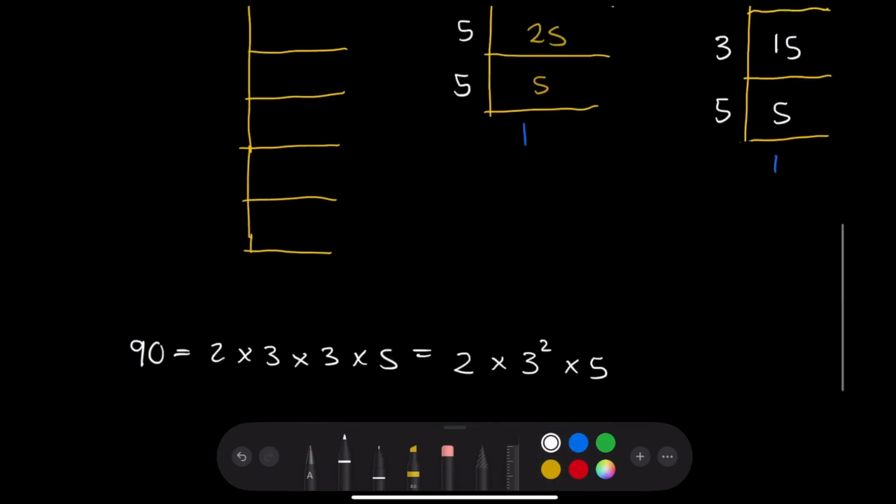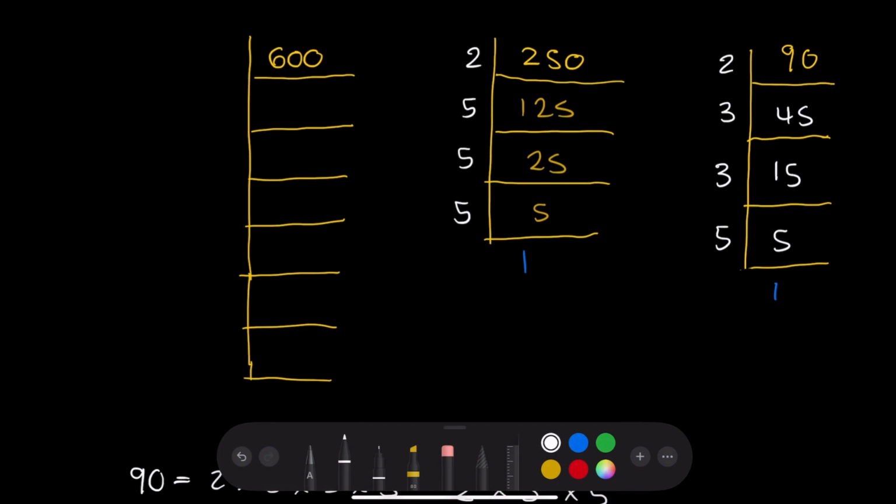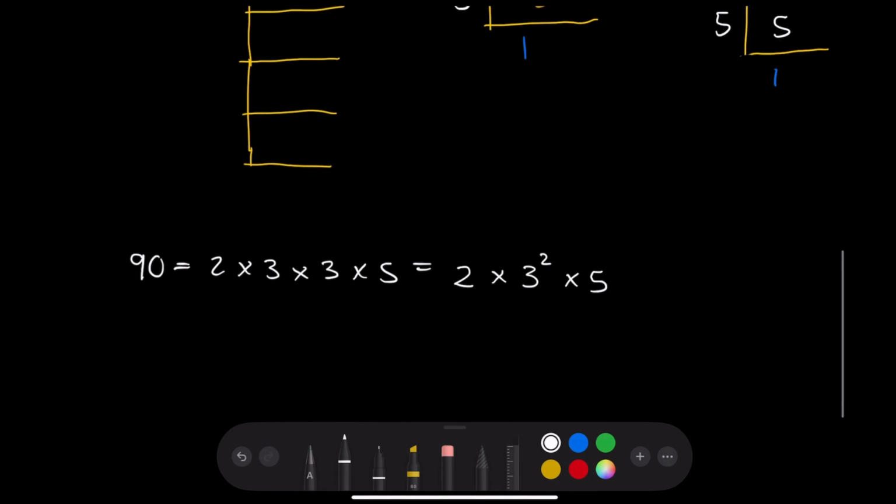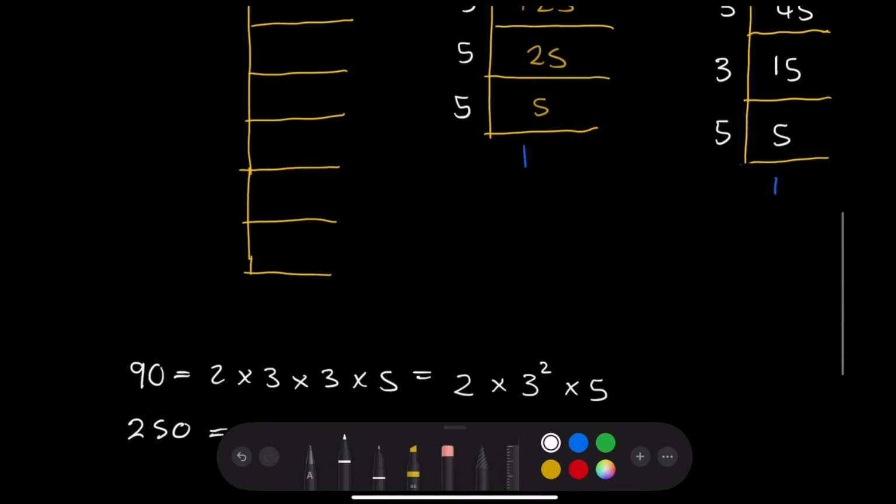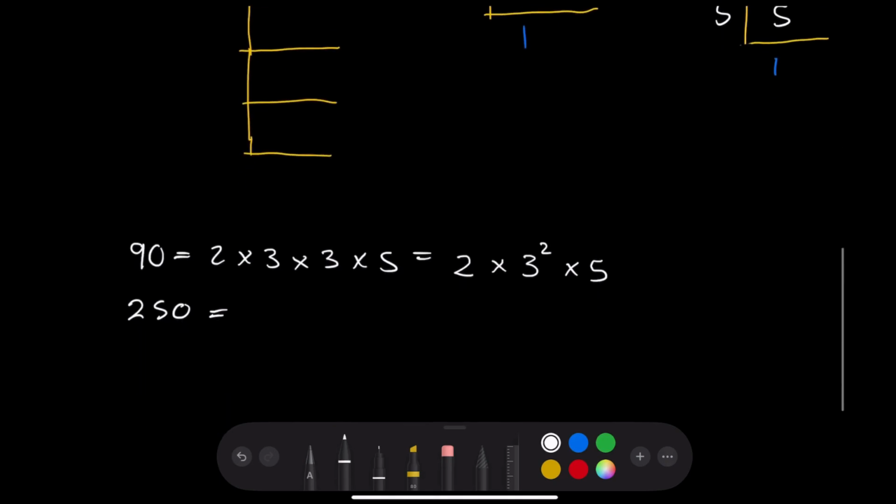Then I can express the number 250 as 2 times 5 times 5 times 5, which equals 2 times 5 cubed.